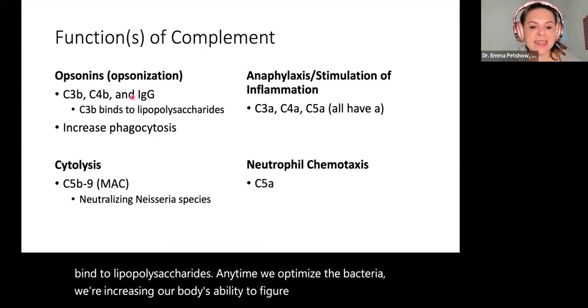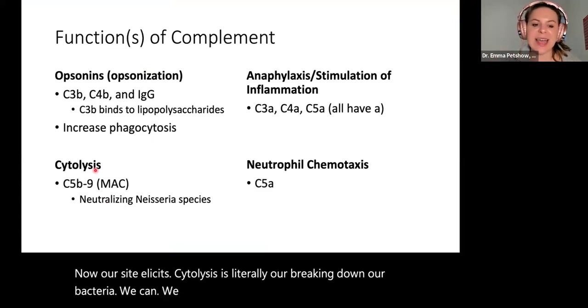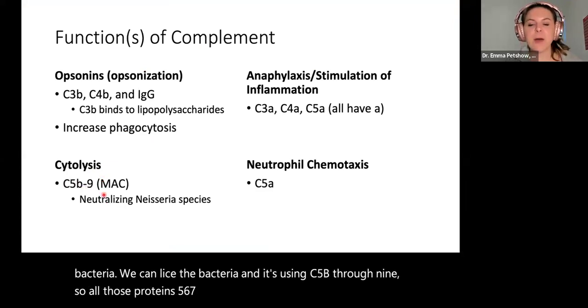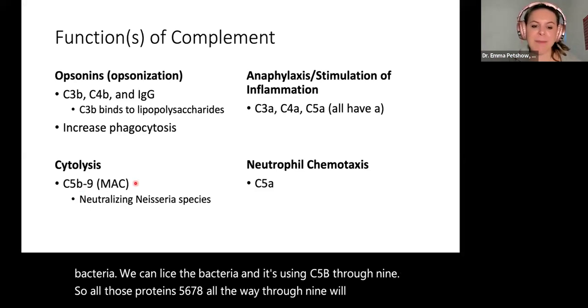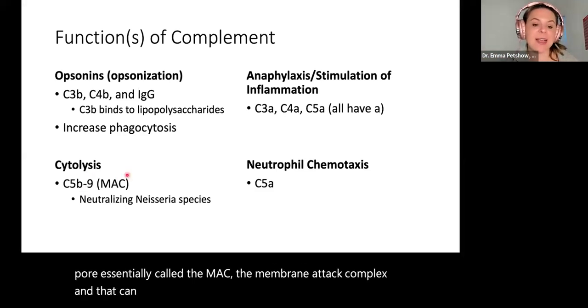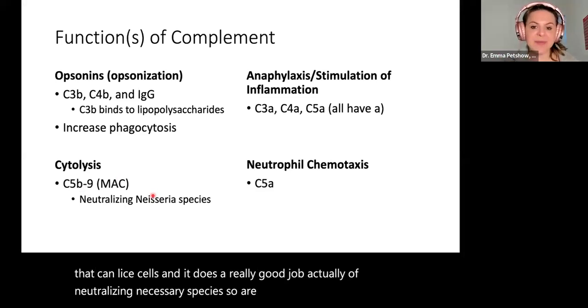Now, cytolysis is literally the breaking down of our bacteria. We can lyse the bacteria, and it's using C5b through 9. So all those proteins, 5, 6, 7, 8, all the way through 9, will form a pore called the MAC, the membrane attack complex. And that can lyse cells, and it does a really good job of neutralizing Neisseria species, so our Neisseria meningitidis and gonorrhoeae.